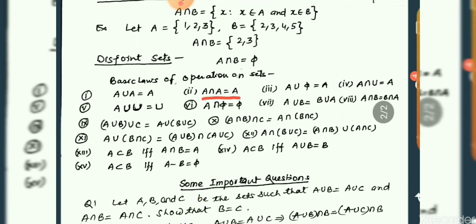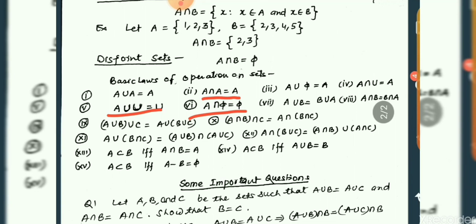Now A union phi is equal to A, A intersection universal set is equal to A, A union universal set is equal to universal set. This is property fifth. A intersection phi is equal to phi, because A has certain elements but phi does not have any element, so there will be no element in common, so A intersection phi will be phi. Now move to property seventh.